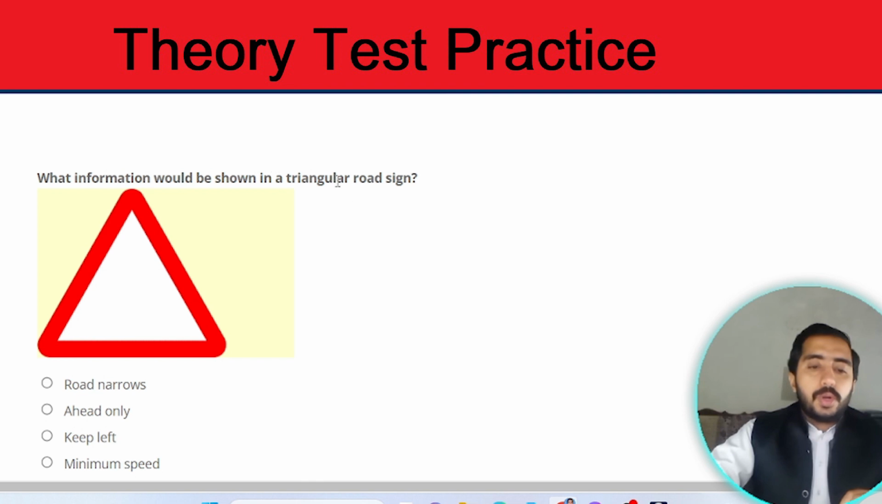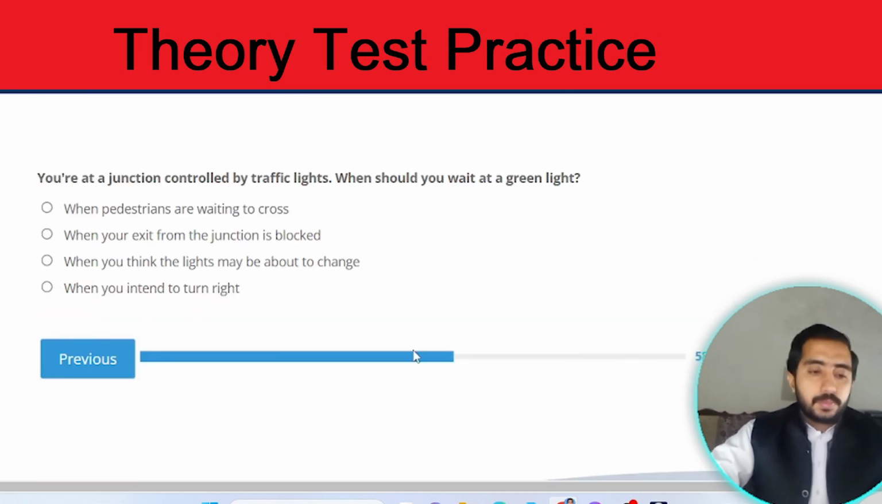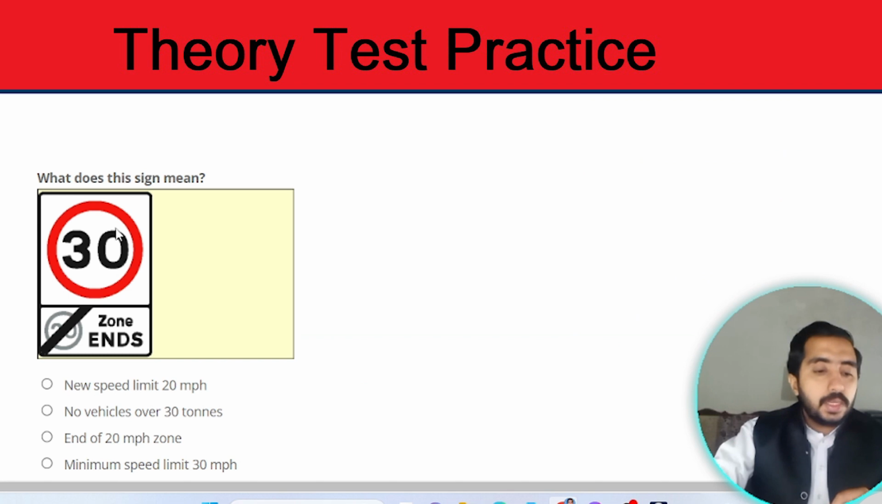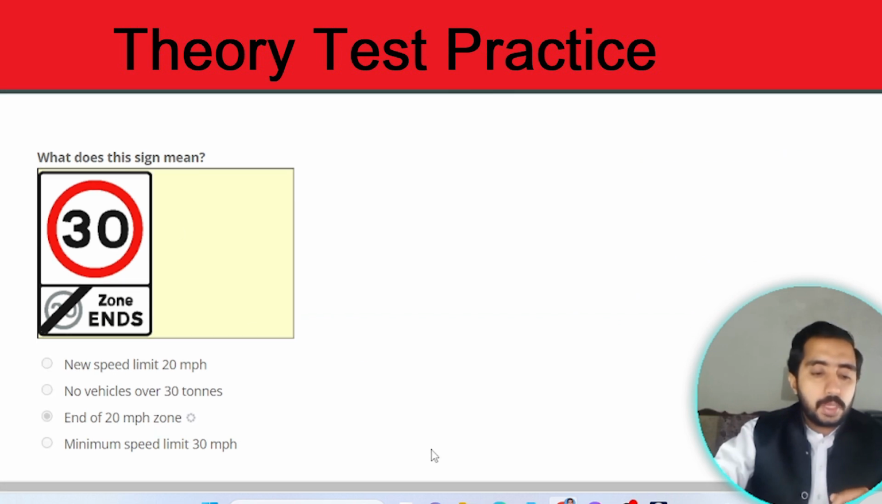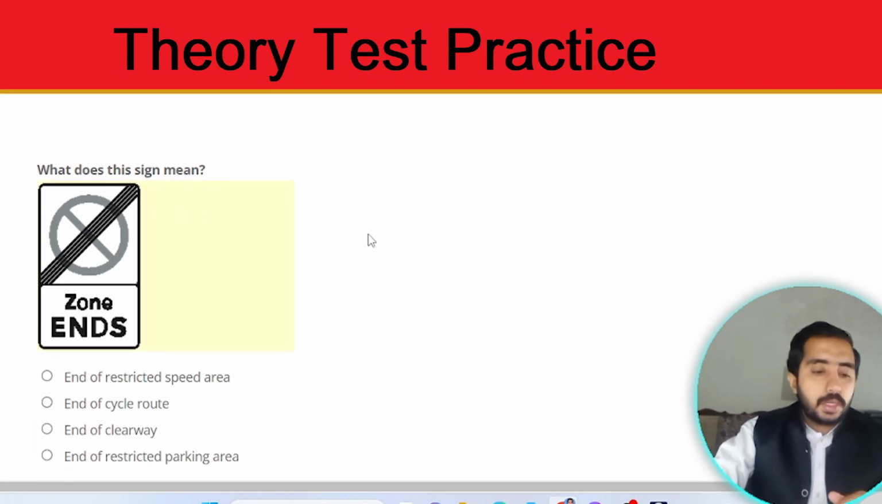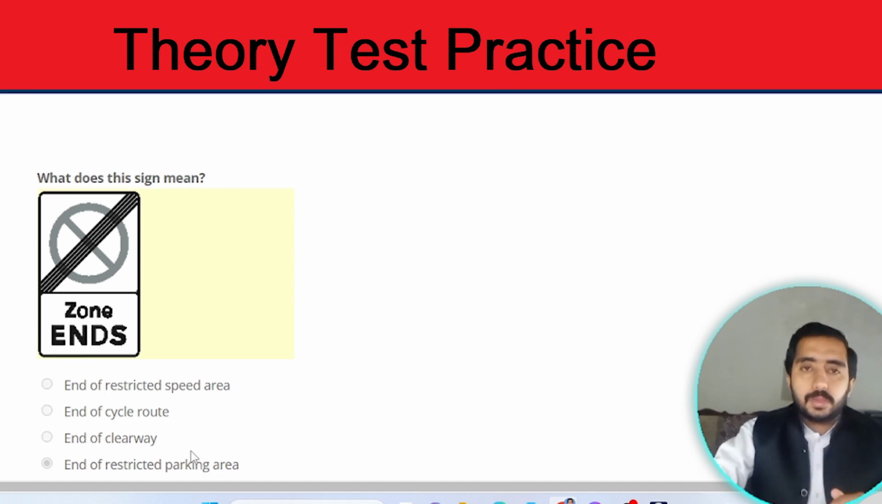What information would be shown in a triangular road sign? This triangular sign shows that the road is narrow. Next one. Our next question is, you are at a junction controlled by traffic lights. When should you wait for the green light? You wait when your exit from the junction is blocked. Option B. Next one. This sign is represented by end of 20 mph zone. Next one. Our next symbol is represented by end of restricted parking area. Option D is the correct option. Next question.